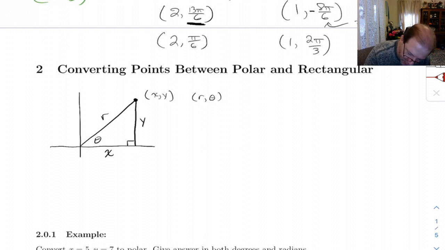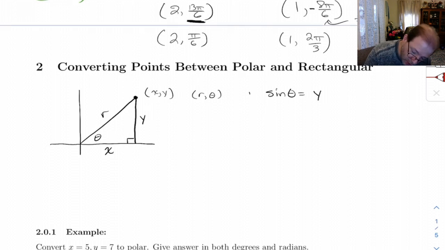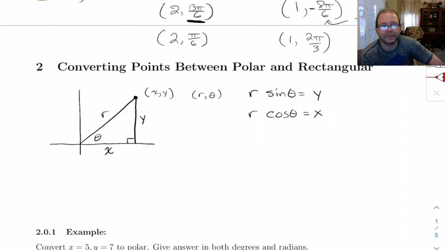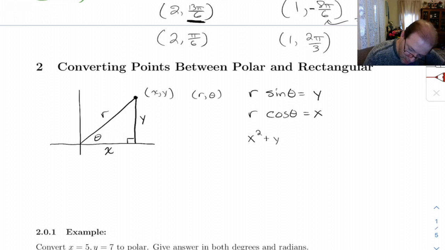If we look at sine and cosine, sine theta is equal to y over r, but instead of putting y over r here, I'm going to put the r over here. So y is r sine theta. And similarly with cosine, cosine theta would be x over r, but again, I'm going to put the r on this side. And the other thing we have is x squared plus y squared equals r squared by the Pythagorean theorem.